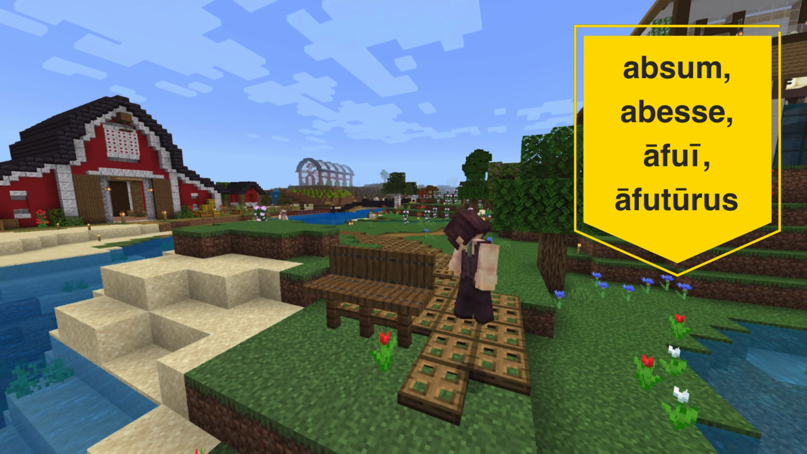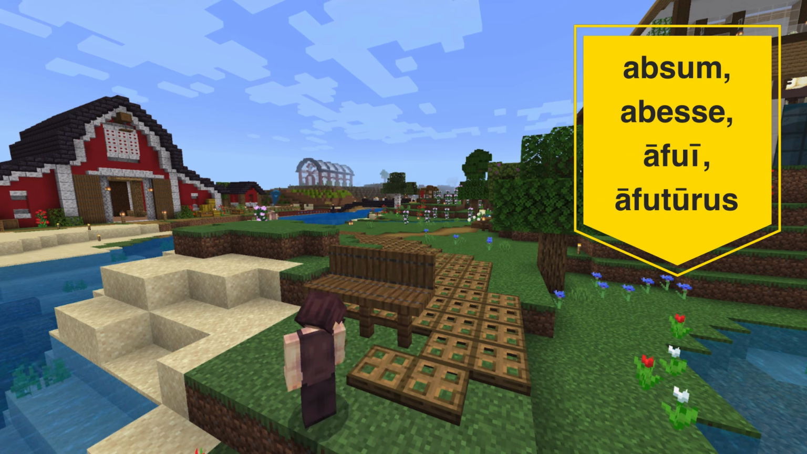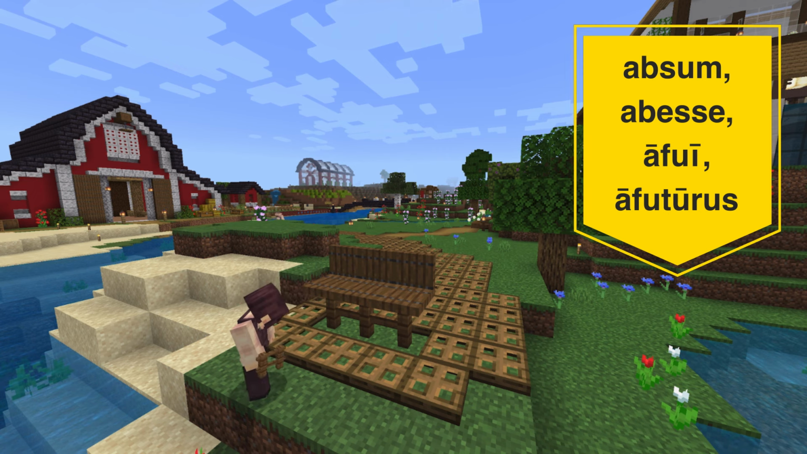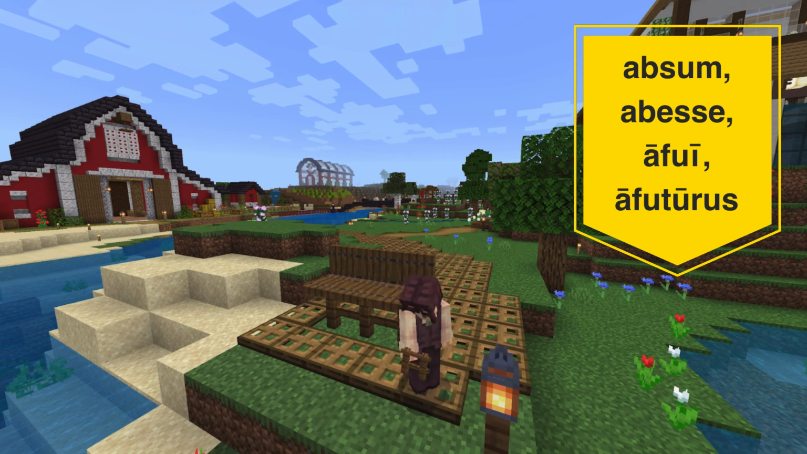Next word, absum, abesse, afui, afuturus. Okay, so this one right here is just kind of an expansion on the word sum.